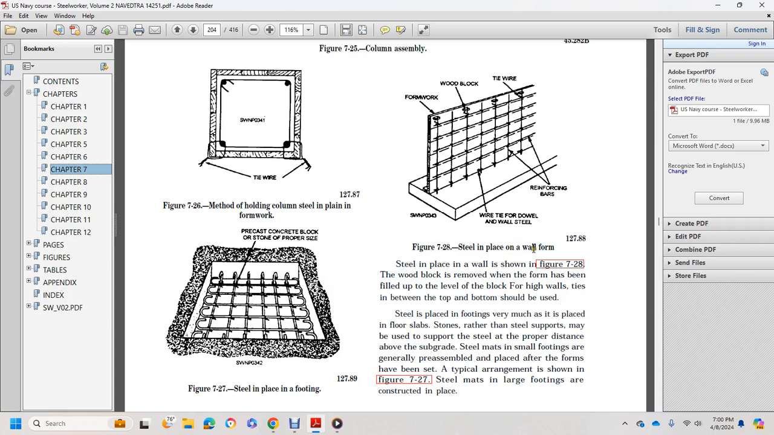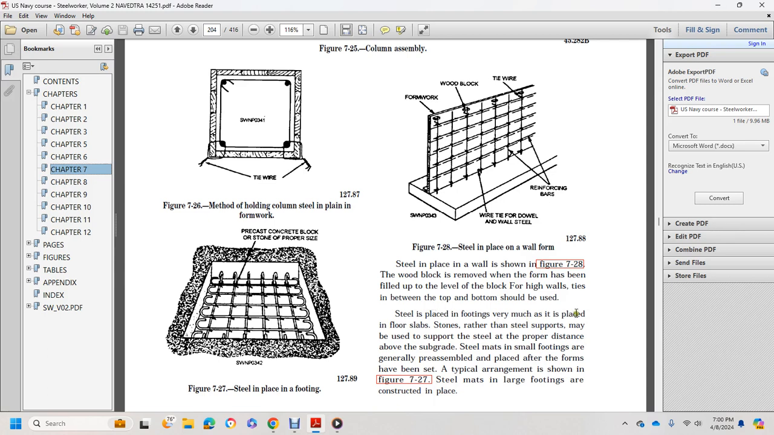Figure 728, steel placed in wall form. We have the formwork, the wood block, the tie wire, the reinforcing bars, the wire ties, the dowel, and the wall steel. Steel placed in the wall is shown in figure 728. The wood block is removed from the form as the concrete is filled up to the level of the block.